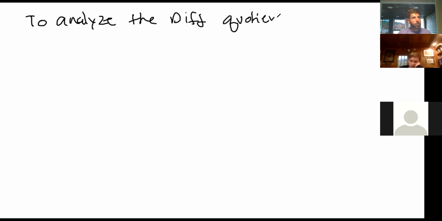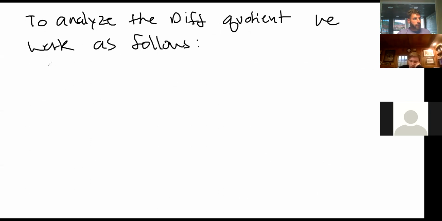So let's move like this. To analyze the quotients, we work as follows. So let's do the one we had. Let's remind ourselves that f of x was x squared. And what I like to do is I like to think of these things as puzzles. And you've got to do each piece at a time. So what do we have?